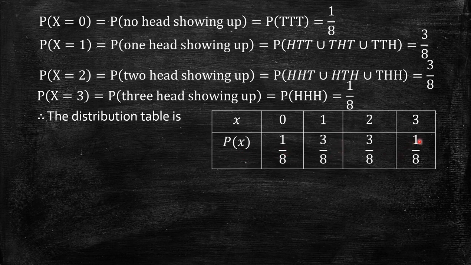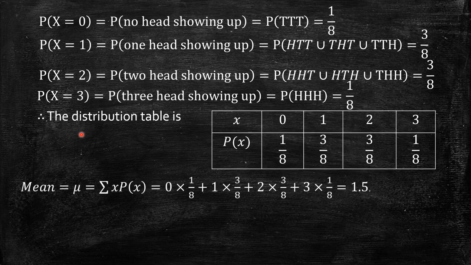I can confirm it since this satisfies condition number 1, non-negative. Each p of x is non-negative, and if you add all these, you will get 1 by 8 plus 3 by 8 plus 3 by 8 plus 1 by 8, that is 8 by 8, that is 1. So that means this p of x is a probability function or probability mass function. This collection together is known as the discrete probability distribution table.